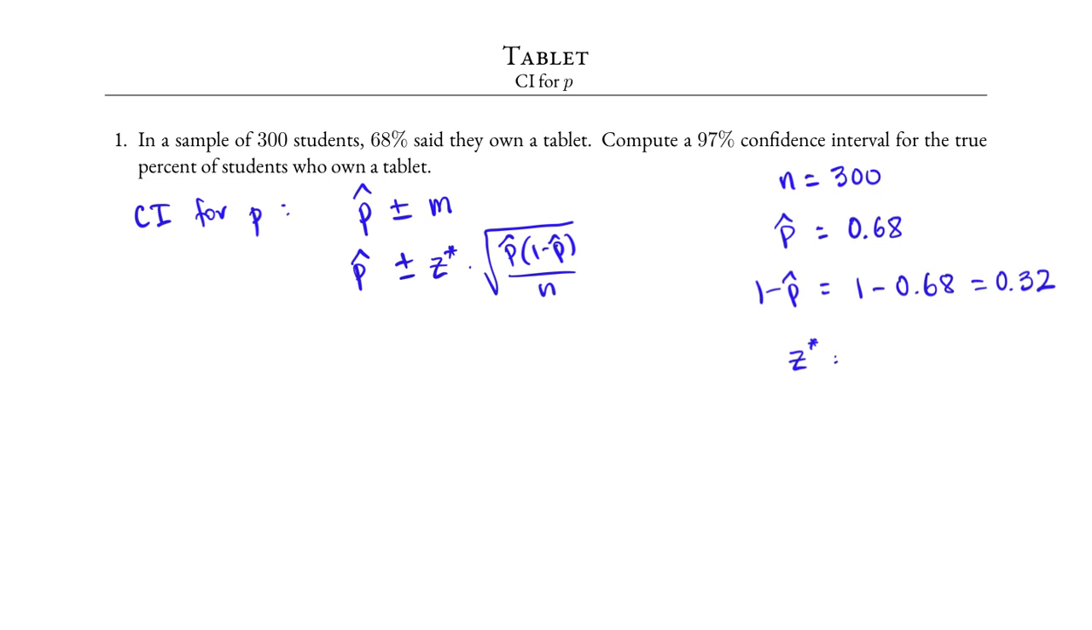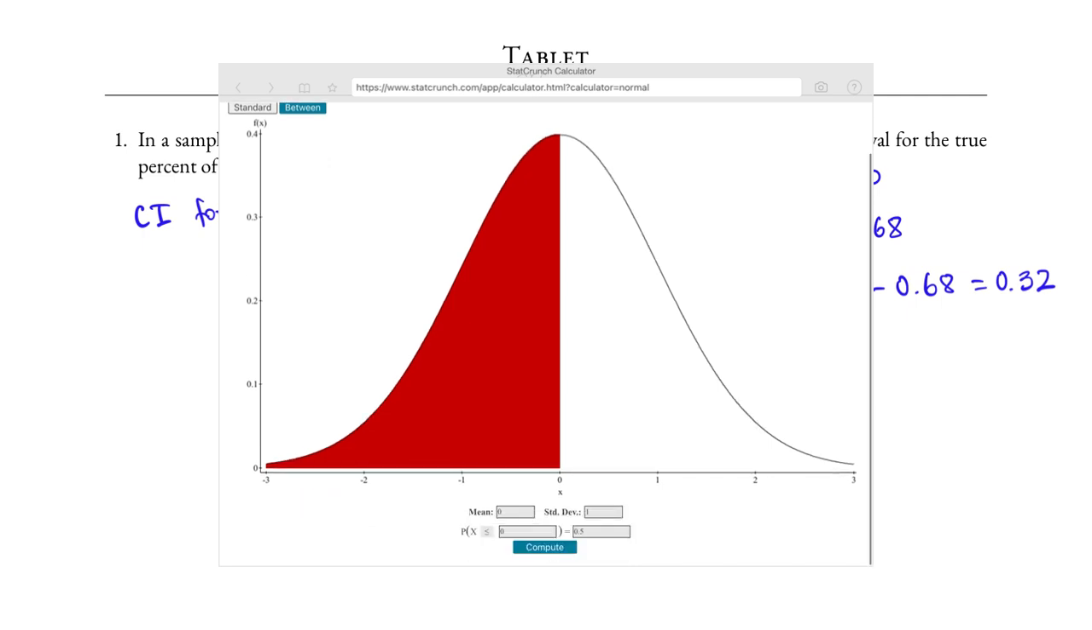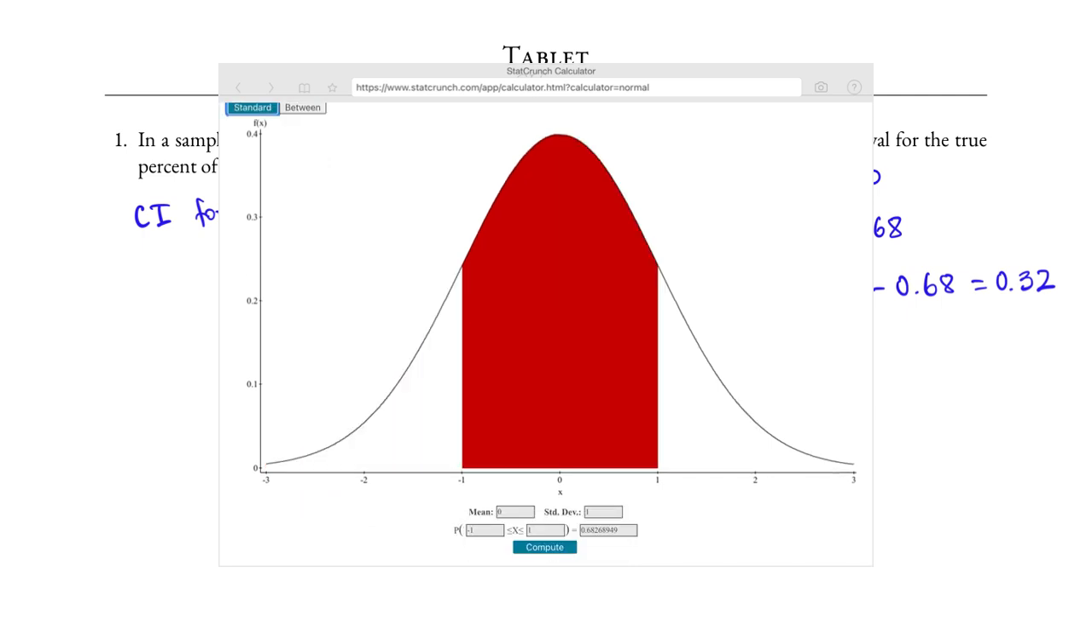the z table, or the normal calculator, because it is the z-score. And so, instead of using the table, we will use the calculator. In this case, we will use the free StatCrunch normal calculator. With the StatCrunch normal calculator, we want to click between because the confidence interval is the interval between.